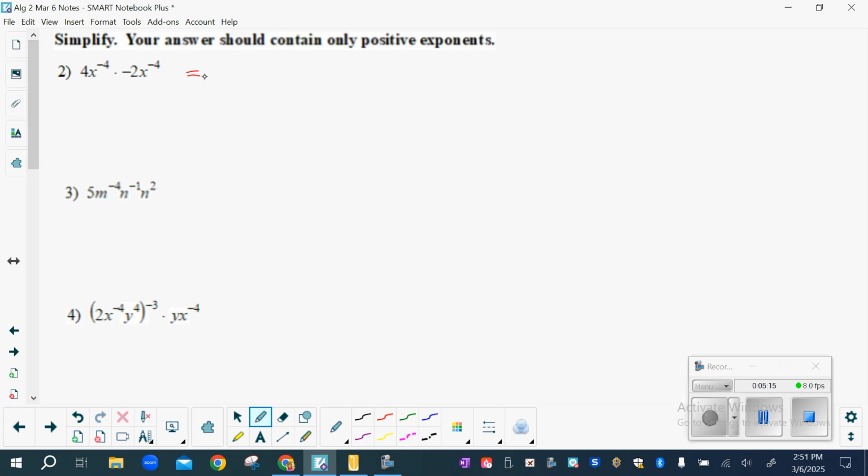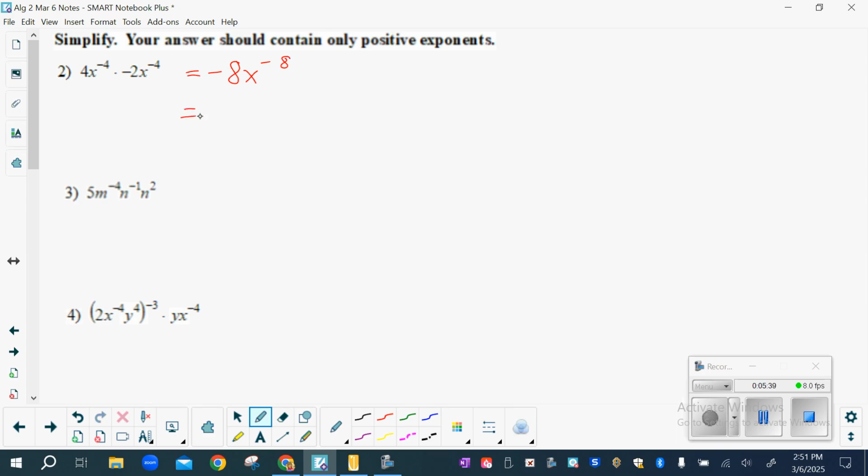So when we're multiplying, 4 times -2 gives me -8. And then we add our exponents. -4 plus -4 is -8. Our answer can only have positive exponents. So we need to do what with that x to the -8? We need to change it. How do we rewrite it?